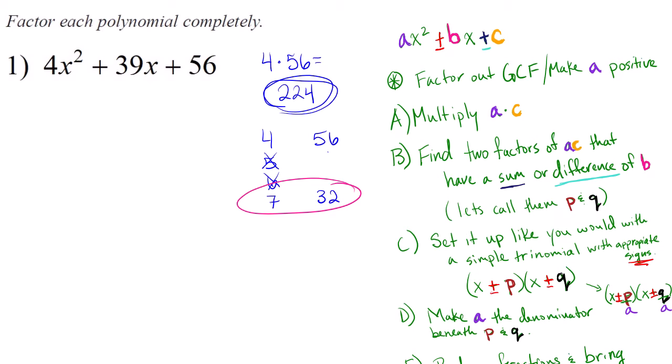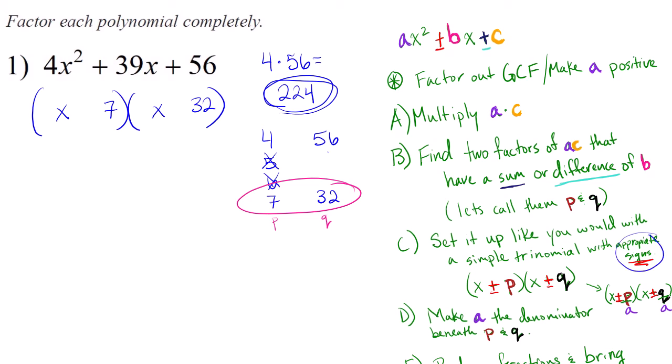So we have P and Q here, right? Okay. And so now we're going to set them up like we would with a simple trinomial. So what I'm going to do is open up parentheses here, and I'm going to put an x here and an x here, and then I'm going to put the 7 and the 32 in here.